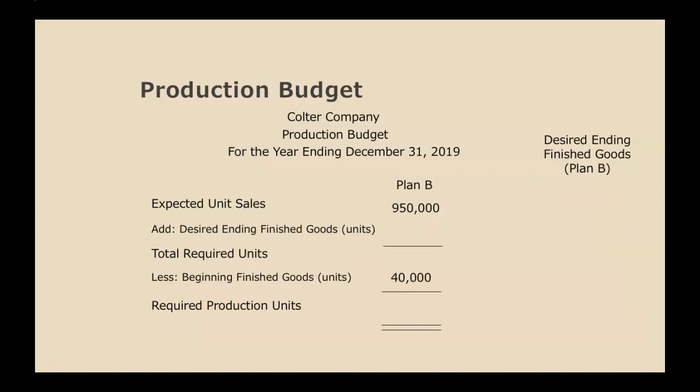So that's going to be something that we'll keep in mind here as we look at Plan B now. So we already have our expected unit sales. We already have our beginning finished goods, right? Now we need to figure out the desired ending finished goods for Plan B. We were told outright that should equal 60,000 units. Perfect, right? Easy math there. We just plug in the 60,000. Total required units, we add up our expected unit sales and the desired ending finished goods, and we're just over 1 million required units. Subtract out our beginning finished goods, and we see that our required production units are 970,000.